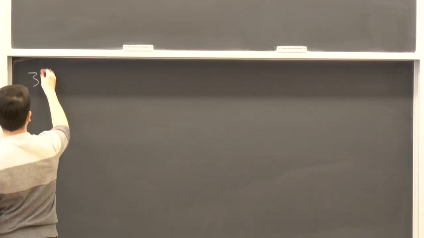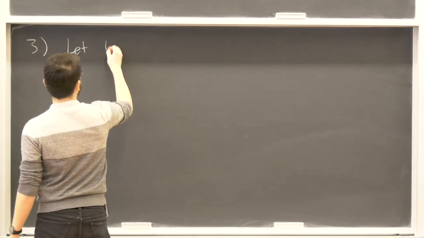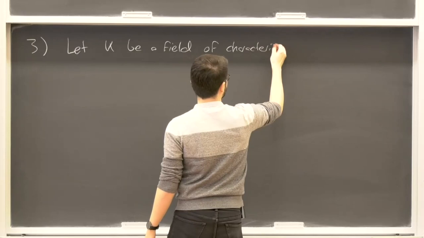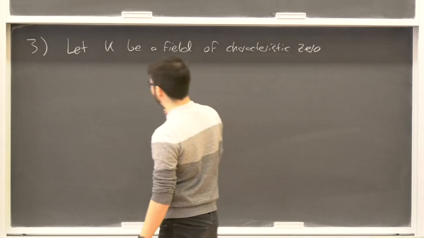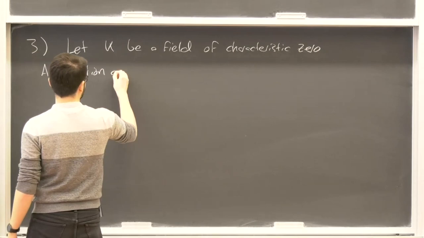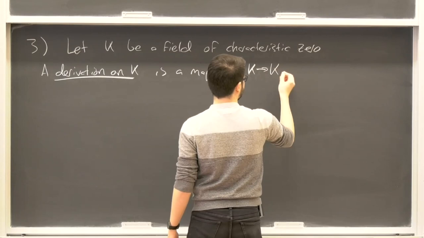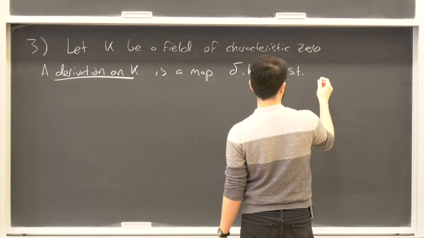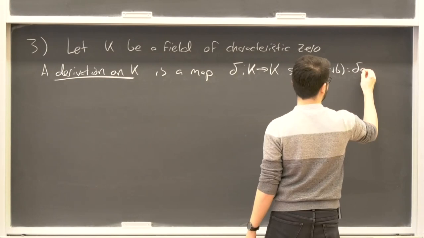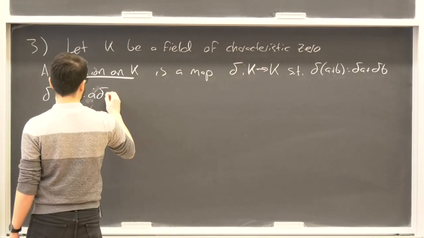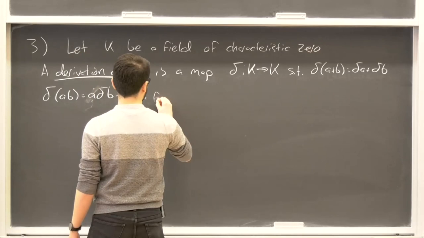And then the third example comes from differential algebra. So let K be a field. This time I'll ask that K is characteristic zero. A derivation on K is a map delta from K to K such that, first of all, it should respect sums: delta of a plus b is delta a plus delta b. And it should satisfy the Leibniz rule for products: delta of ab is equal to a delta b plus b delta a, for a, b in K.